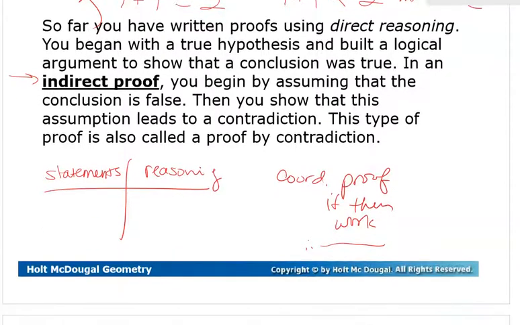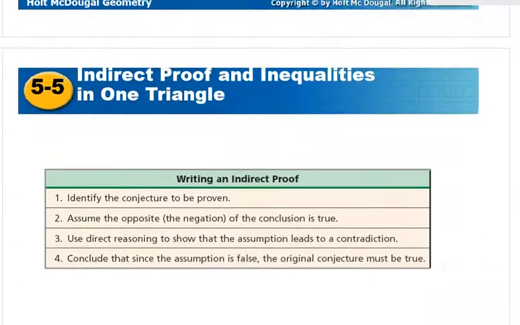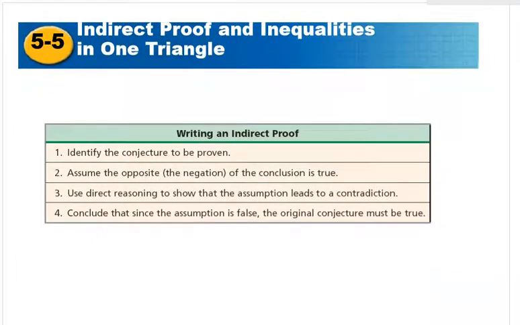I'll show you some other ways of doing this. So just remember, you're assuming the opposite. On your test is going to be the most basic thing. You just assume the opposite. So first of all, identify the conjecture to be proven. Assume the opposite of the conclusion. I've said the conclusion, not the given. The conclusion, what you're trying to prove, and use direct reasoning to show that it leads to a contradiction.